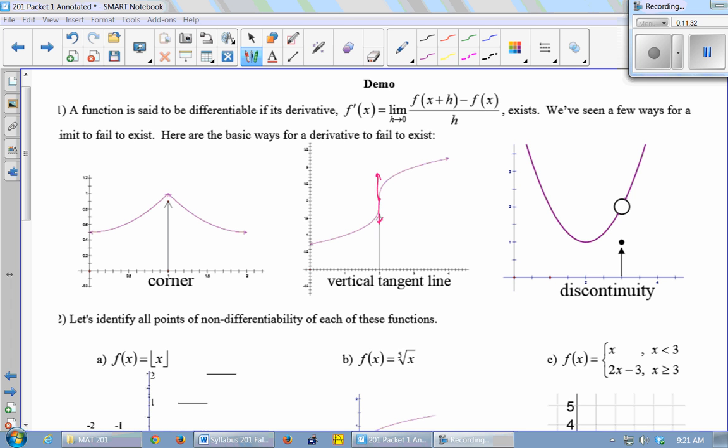Yes. You could take the derivative very close, yeah. And you could say, in a point discontinuity like this one, well, if I just filled it in, you could figure out what the slope would be if you filled it in. But if it doesn't live there, you can't draw a tangent line.